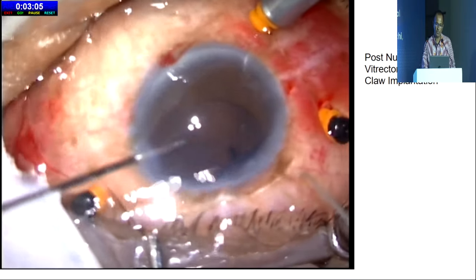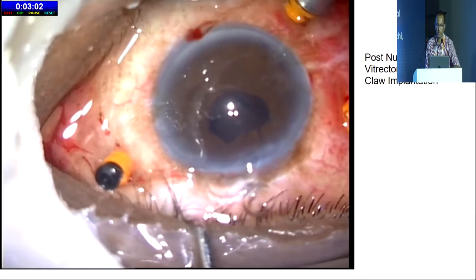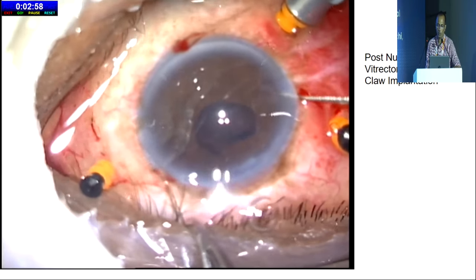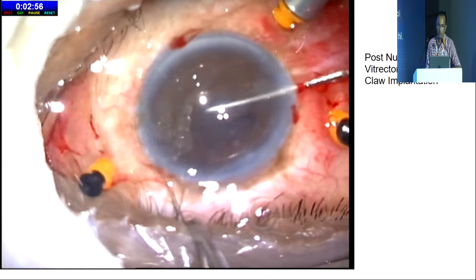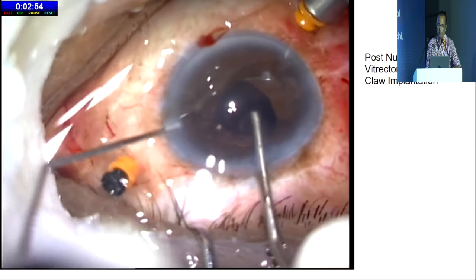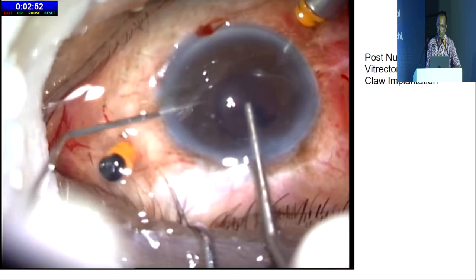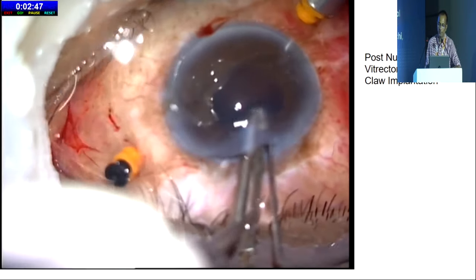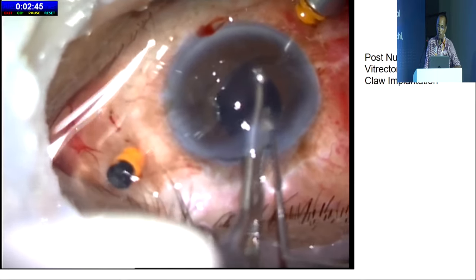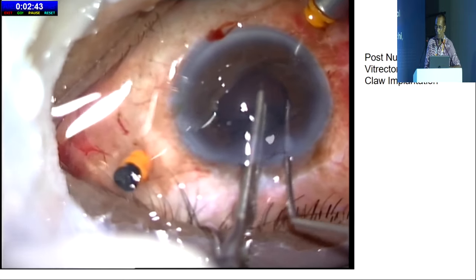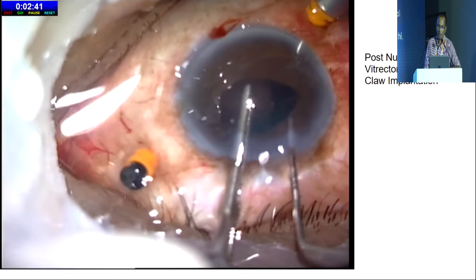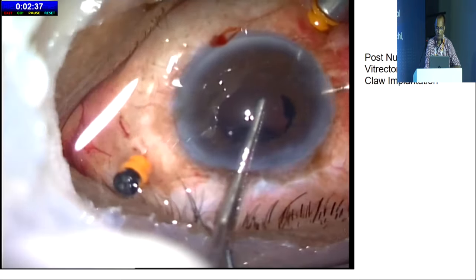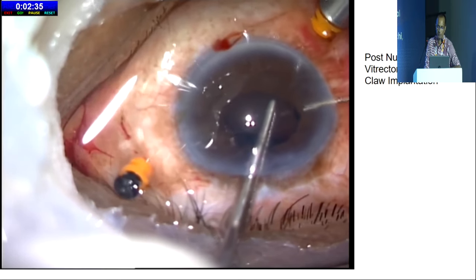So in such cases, we generally use another iris claw because probably there is something wrong with the initial claw. So another iris claw is being used, and that is being fixated there. Since there is no vitreous interfering, this procedure goes very smoothly and very fast. Okay, that is it.